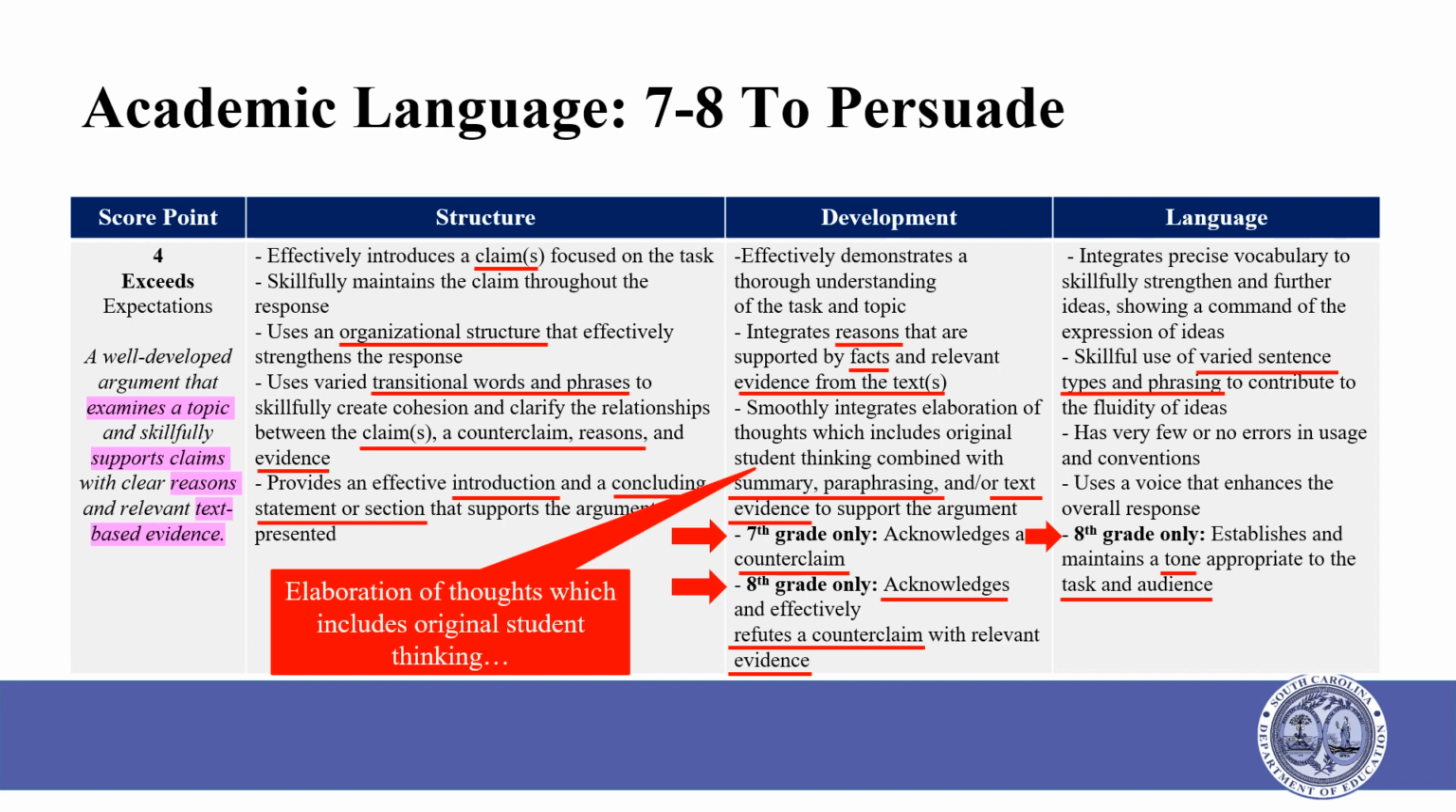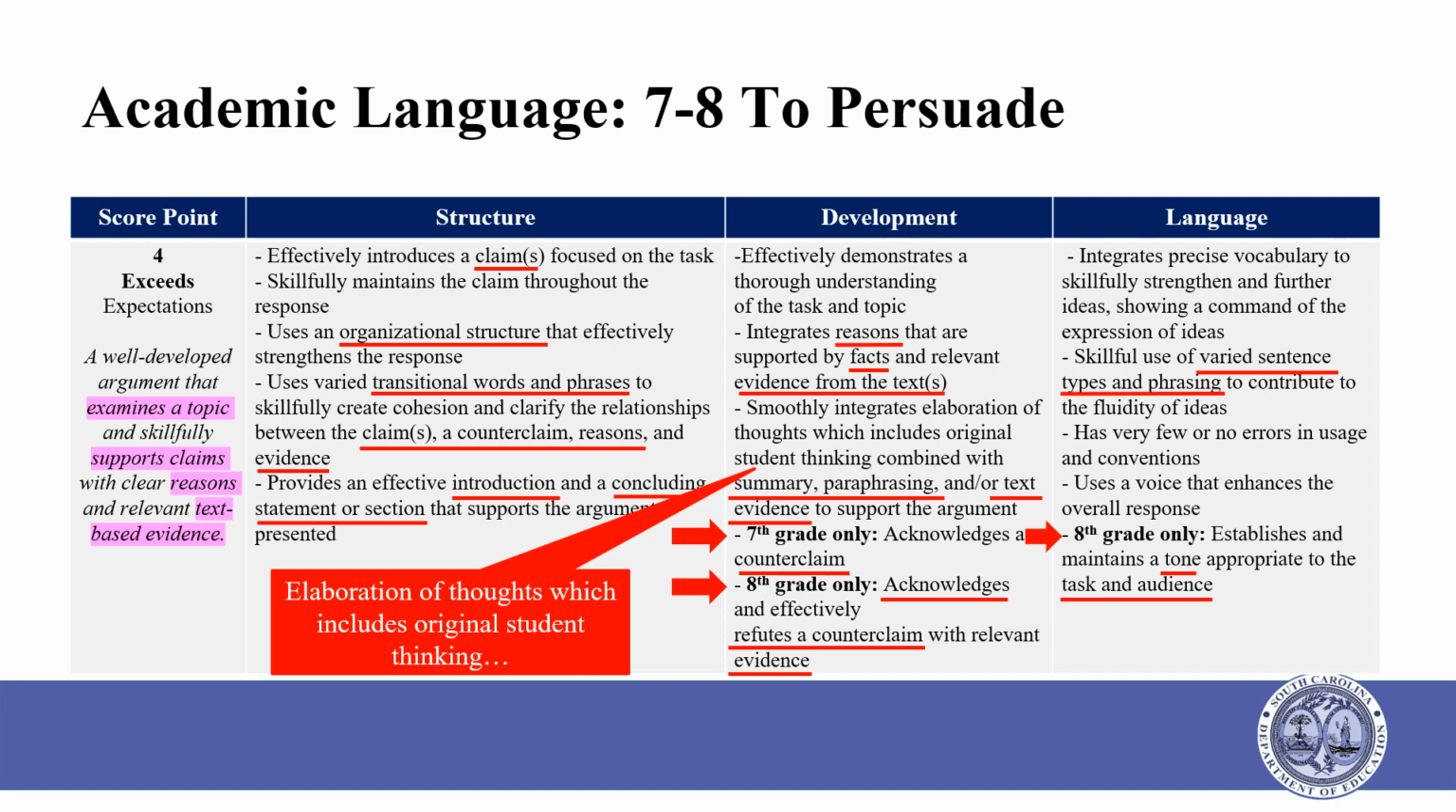Elaboration of thoughts, which includes original student thinking, allows students to integrate their own thoughts or experience with the topic in addition to what they find in the text. In 7th grade only, the word counterclaim first appears. In the 2015 standards, it first appears in grade 8.